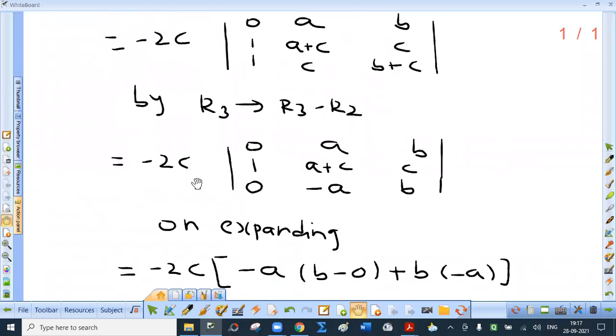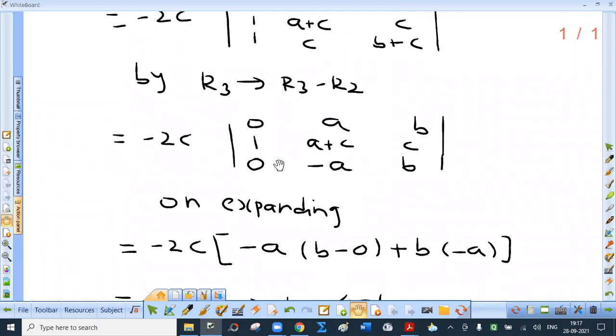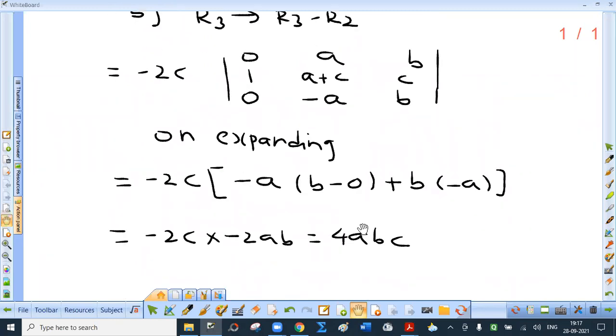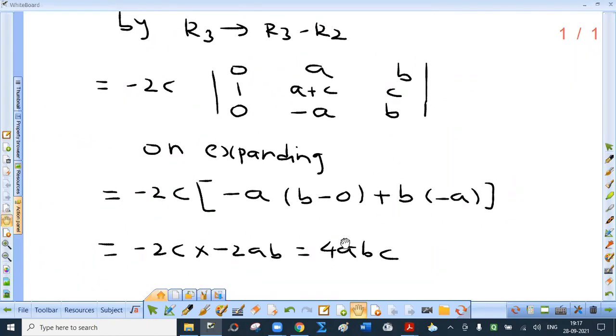Now just expand. So minus 2C into 0 into. In fact, 0 into, that is why I have directly written. In fact, I haven't written 0 also. Then minus A into, omit this row, this column. So B minus 0 plus B into minus A. So minus 2C into minus 2AB, which is nothing but 4ABC.